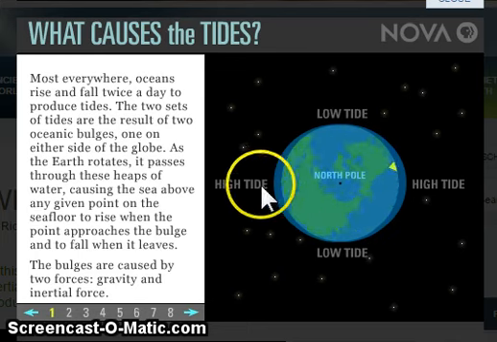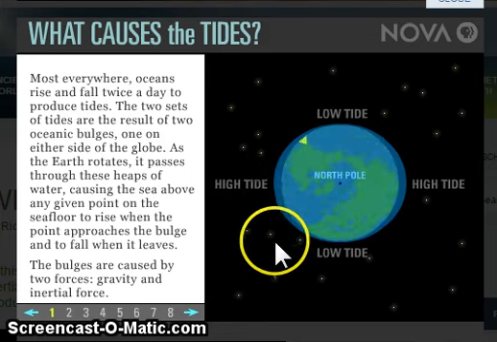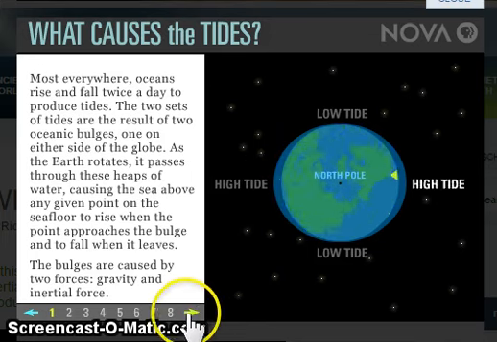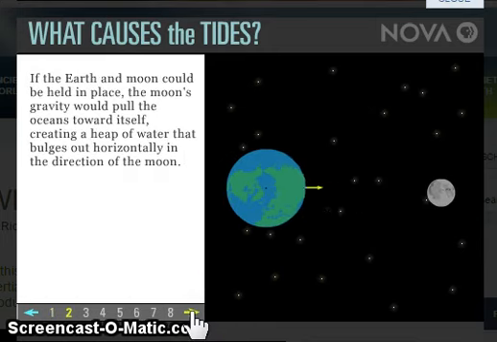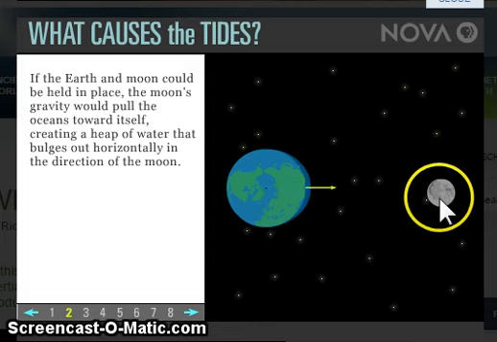Well, both sides here, both bulges, are caused by two separate forces, gravity and what's known as the inertial force. If the moon could be held in place, the moon's gravity would pull the oceans toward itself. So even though we have a stronger gravitational pull, the moon still does have a gravitational pull on us. And it's not going to pull the rocks anywhere, so what happens is it pulls the water. So the water gets pulled off to one side due to the moon.